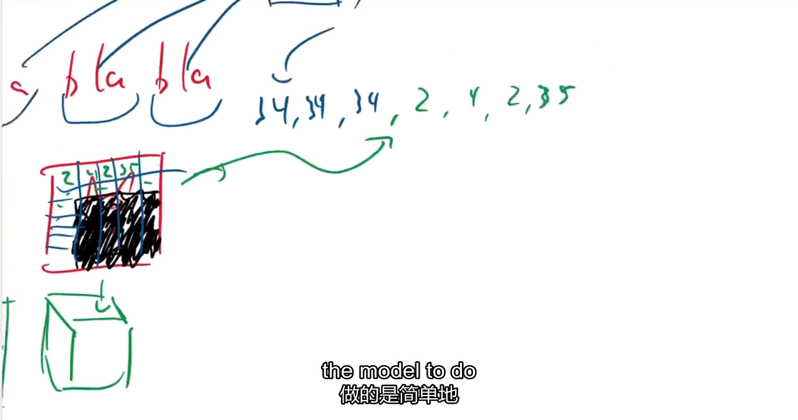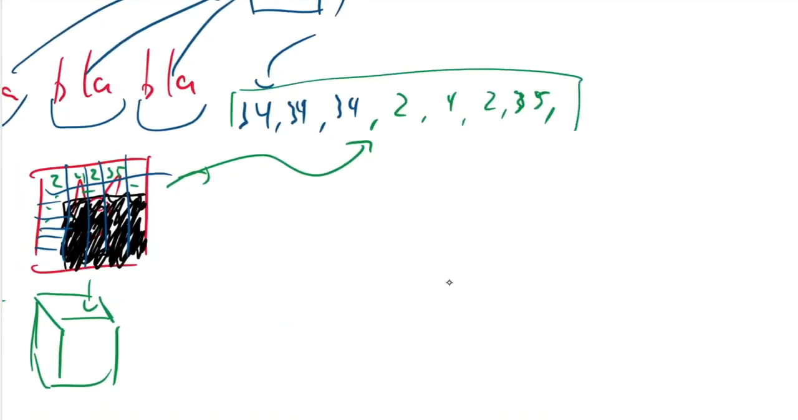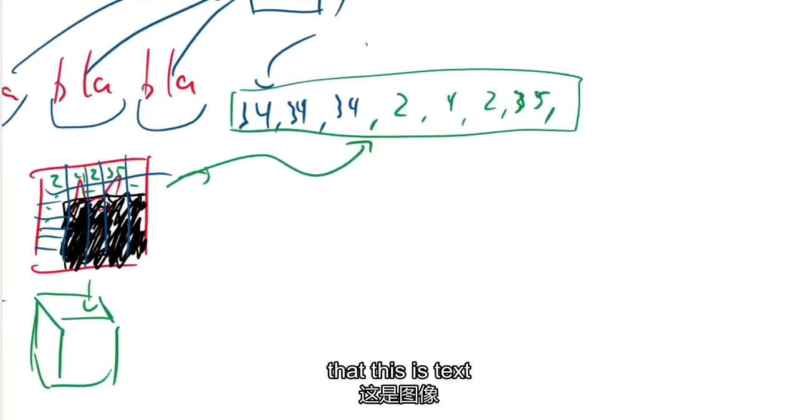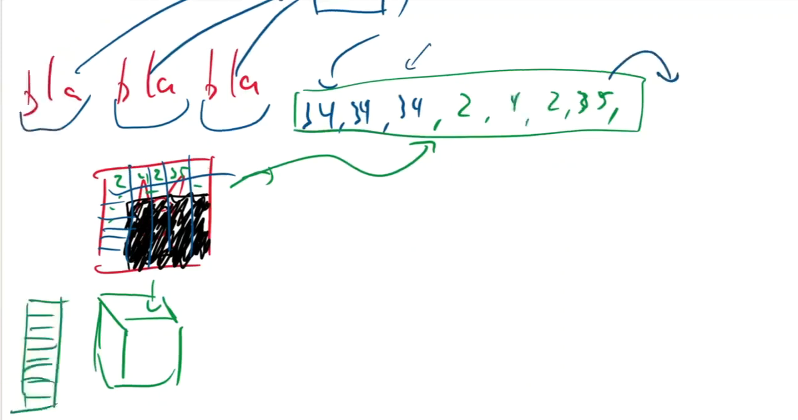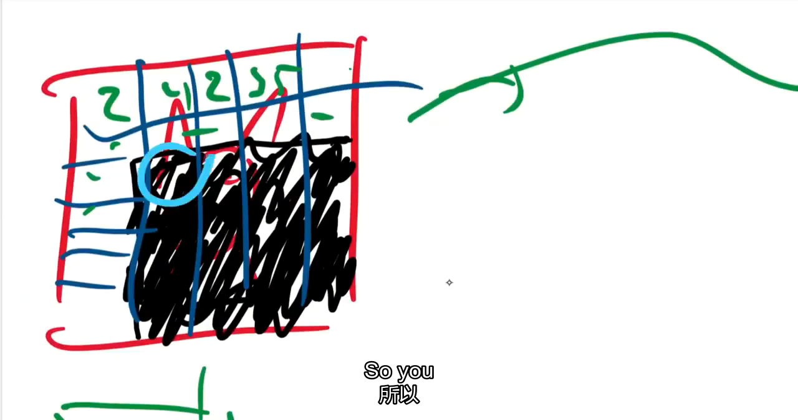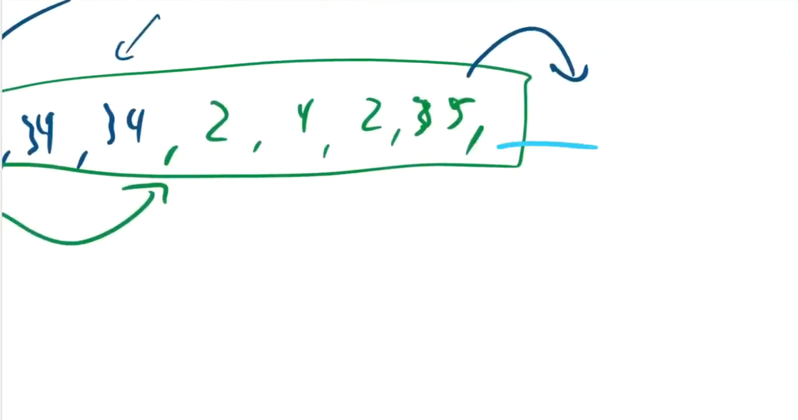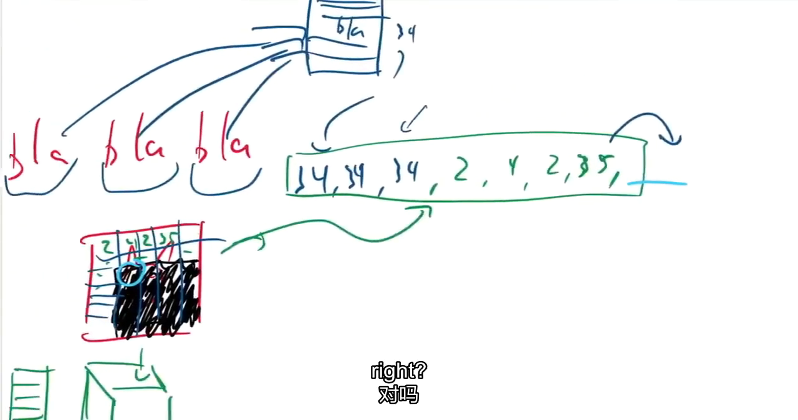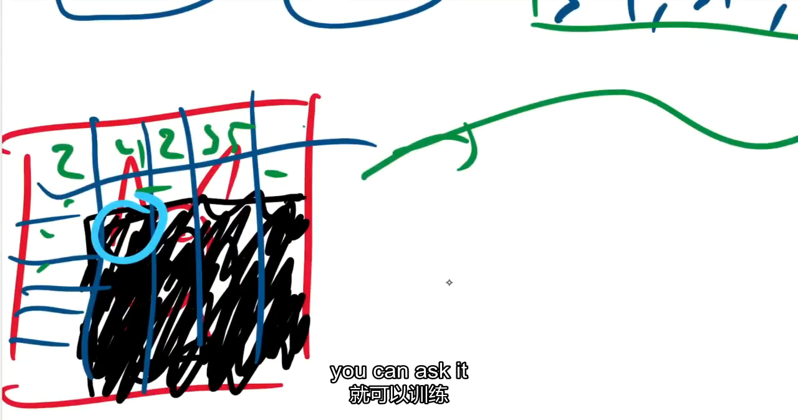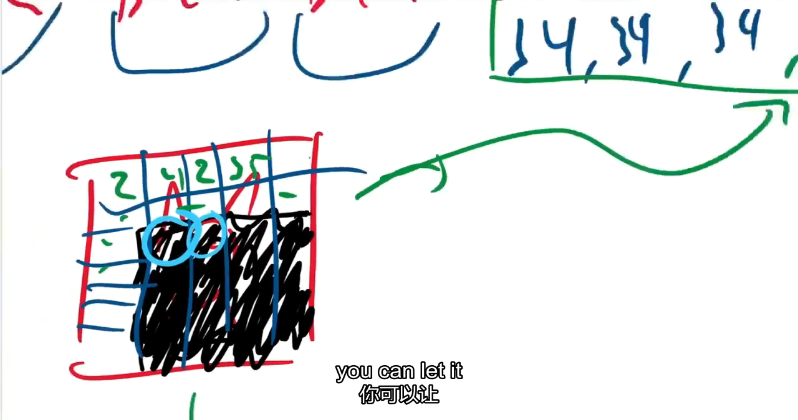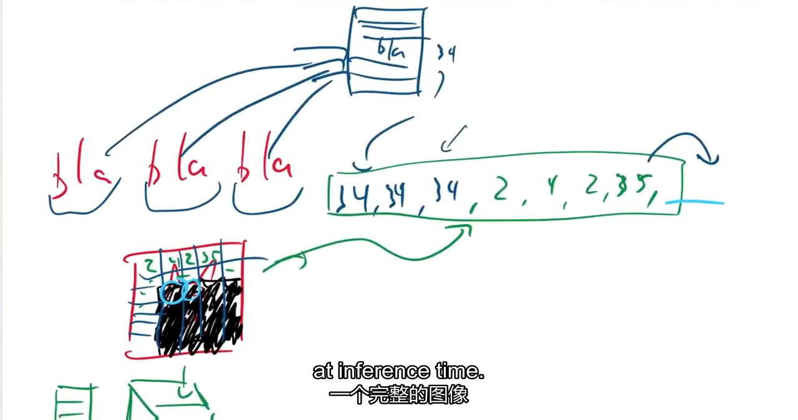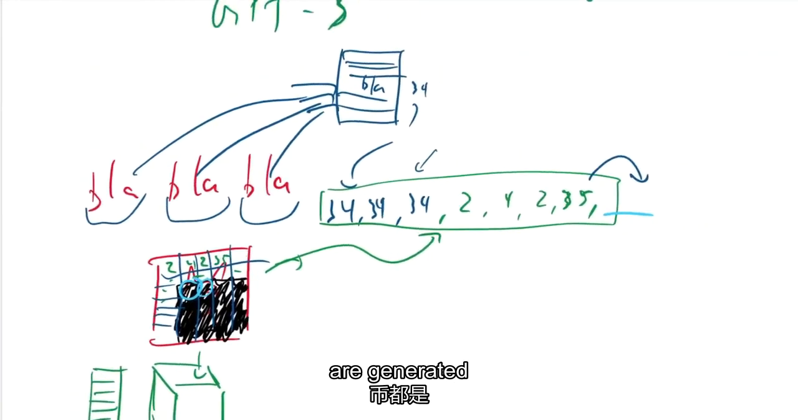And what you ask the model to do is simply to predict from all of this, and the model knows that this is text and this is images, the next token, which would be this token right here. What is it? And that's how you train the model. And once it gets that, you can ask it to predict the next one, and so on. In this way, you can let it generate an entire image at inference time. They say all these tokens are generated autoregressively.